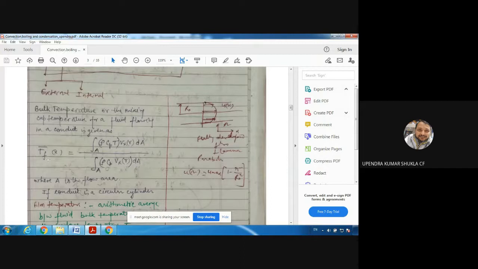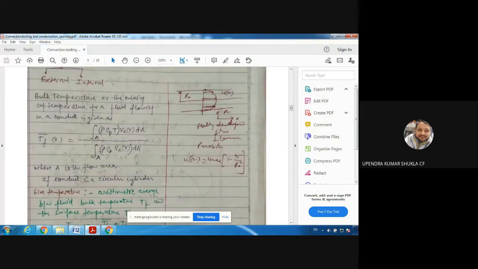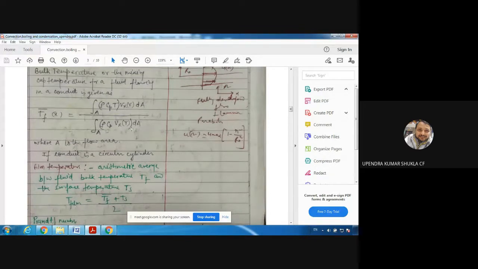So we have just explained T_F bar(x) is equal to the area average of rho Cp T Vx. In the case of this cylindrical pipe flow, Vx is changing in the radial direction. In fully developed flow, if the flow is laminar, you will get a parabolic velocity profile, u max times (1 minus r squared over r naught squared). I'm not going to discuss that because you must have studied it in fluid mechanics, and if you need it, I will discuss it in the offline classes. Now, A is the flow area. If the conduit is a circular cylinder, you can put the value of dA right here and evaluate that value.